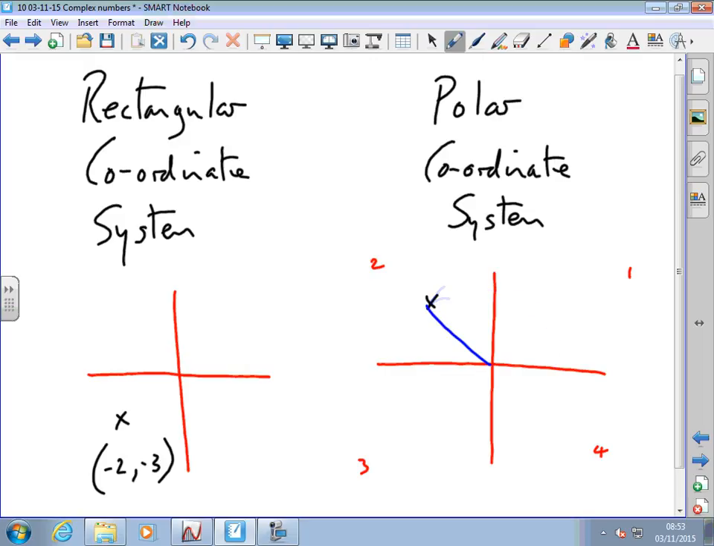So I would talk about a distance r and an angle theta for my position. So this might be a distance of, say, 4, and an angle of, looks as though it's about 45, about 135 degrees, something like that. Two ways of representing a position: rectangular or polar. It's just a way of saying where something is in 2 dimensions.